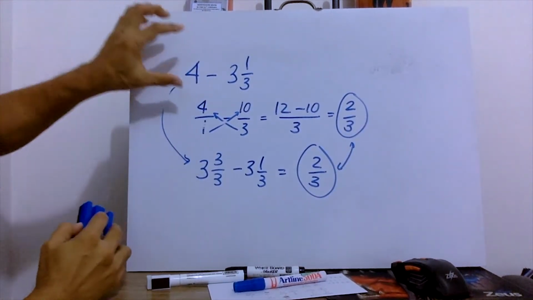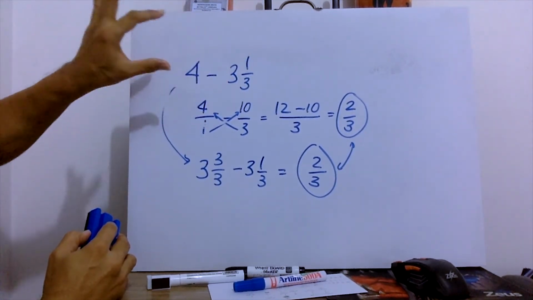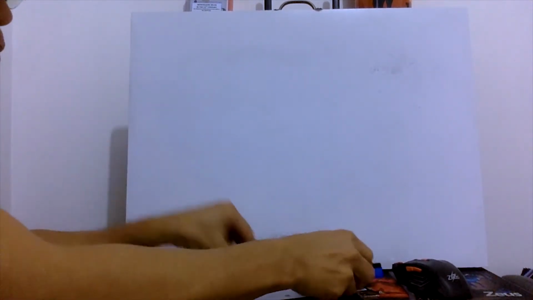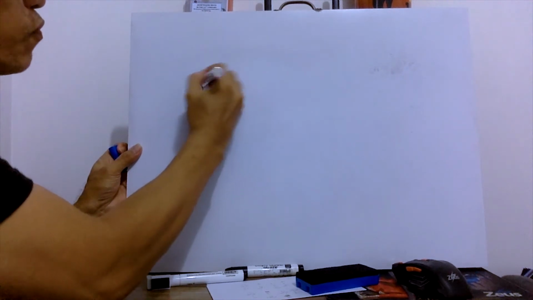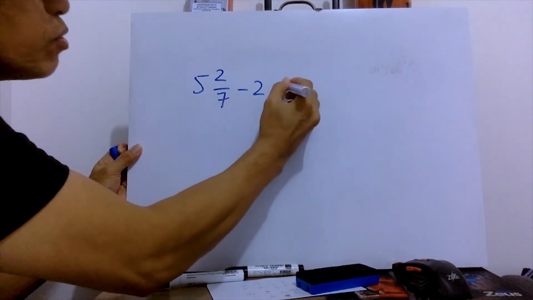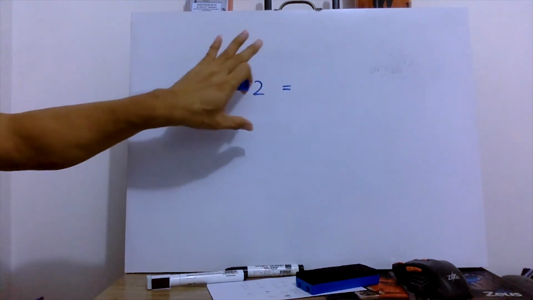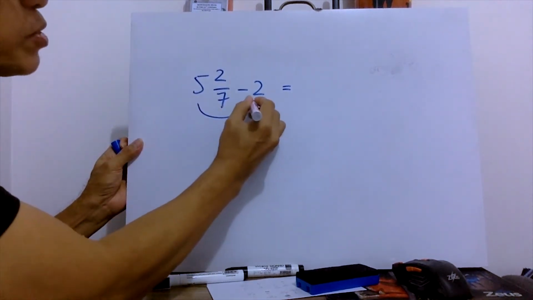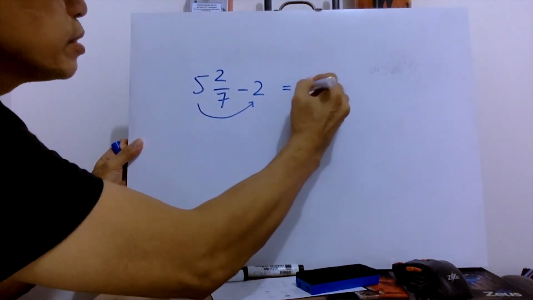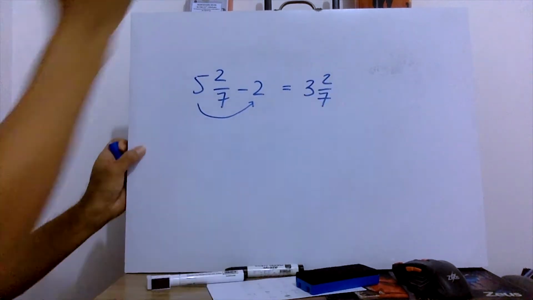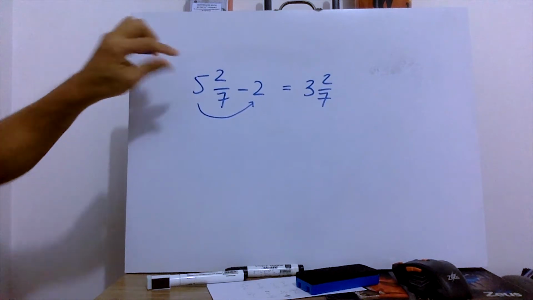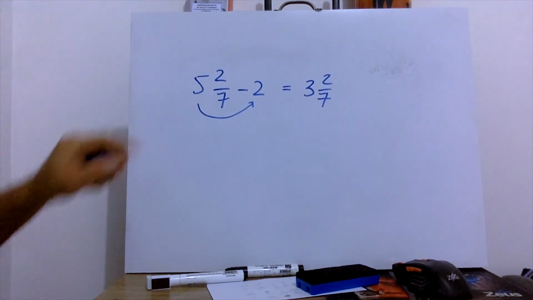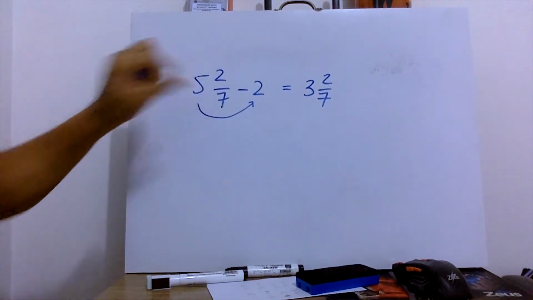Now, we are subtracting a mixed fraction from a whole number. What if it's the other way around? Okay. What if, let's say, 5 and 2 over 7 minus 2? Now, this one is very easy. If the mixed fraction is in front, or goes first before the whole number, just simply subtract 2 from 5. So the answer is 3 and 2 over 7. Voila! It only happens if the mixed fraction is written before the whole number. Okay? So just 5 minus 2 becomes 3, and then just copy the 2 over 7.